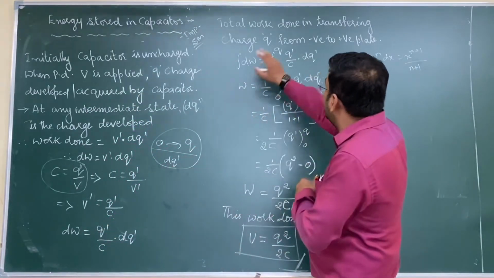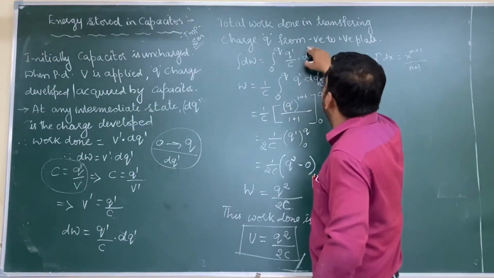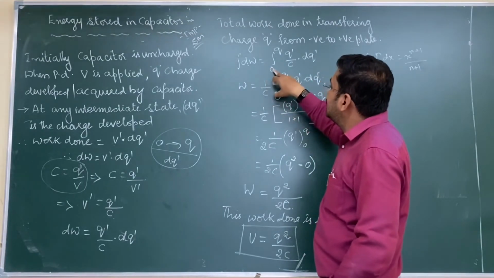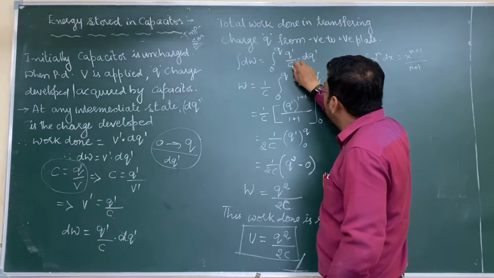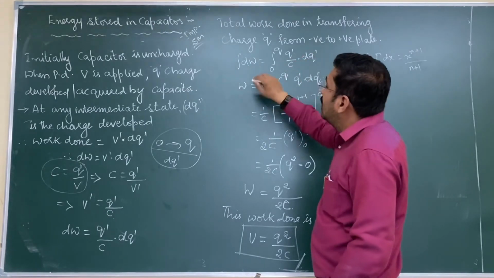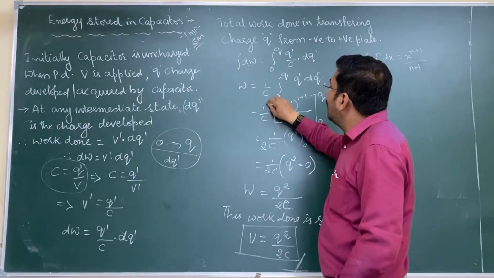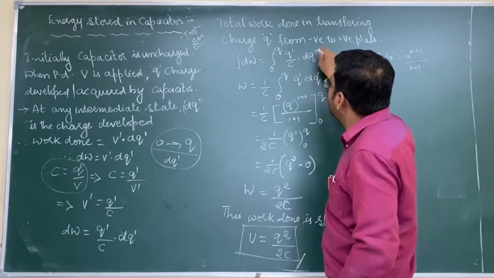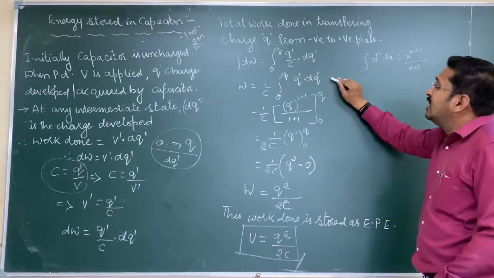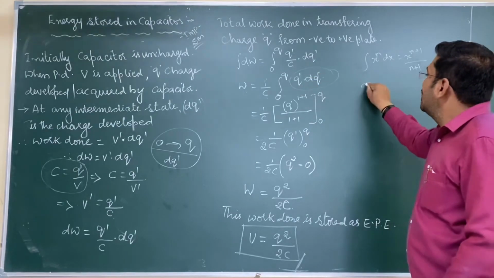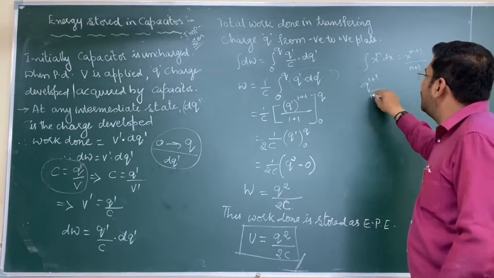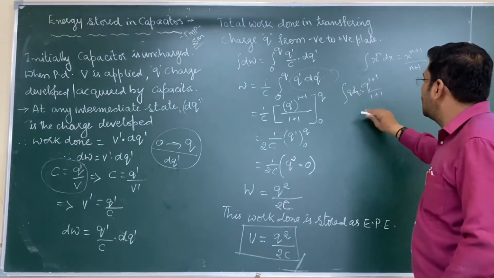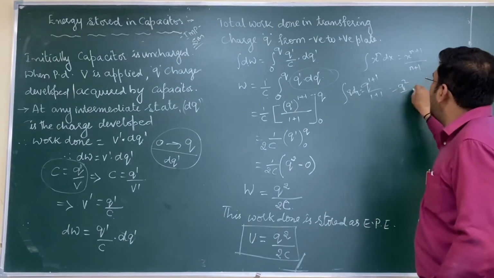Therefore, total work done in transferring a charge Q from the negative to the positive plate is the integration from 0 to Q of Q dash per C dQ dash. Now work done is equal to 1 by C into the integral from 0 to Q, because C is constant, of Q dash dQ dash. If we integrate, Q raised to 1 plus 1 divided by 1 plus 1, the integration of Q dQ is Q square by 2.